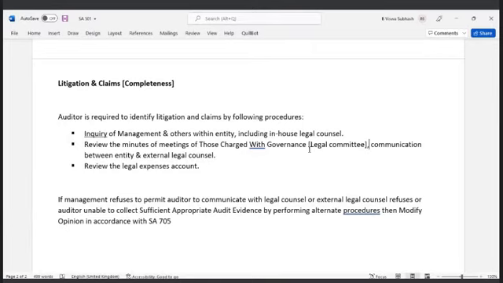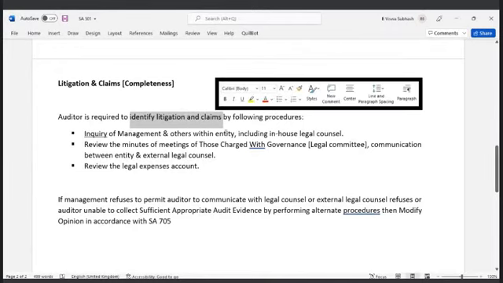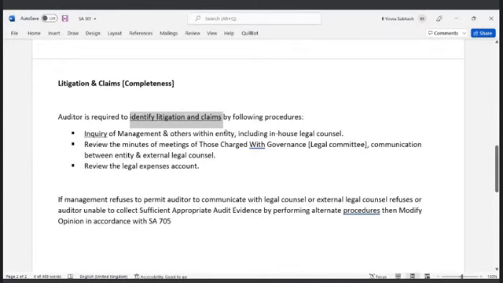Next, review the legal expenses account. So these are the areas from where you can get the details of the legal litigations and claims, is what they are suggesting. So first thing is inquiry. You just talk to people, get an understanding, and you will have these things in place. Second thing is check the legal committee minutes of meeting. That is those charged with governance.